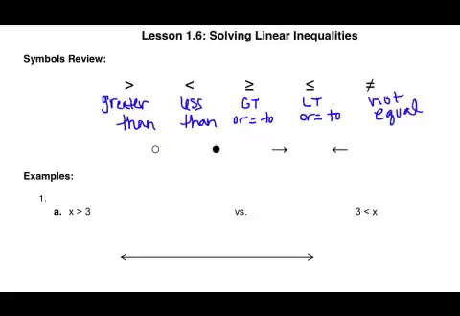Now, when we are graphing inequalities, we also need to use open and closed circles and then left and right arrows. An open circle will be used if we are looking at less than or greater than. A closed circle will be used for less than or equal to and greater than or equal to. If we are going to the right, we will have greater than or equal to. And we're going to the left if we have less than or equal to. Again, this is just a review of symbols that we're going to use when we are graphing inequalities.